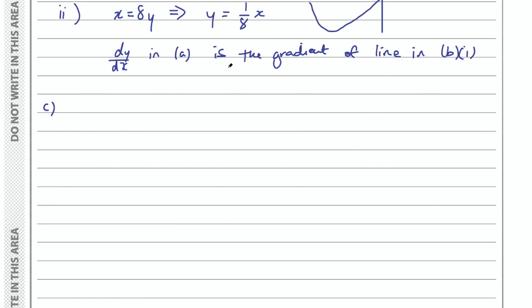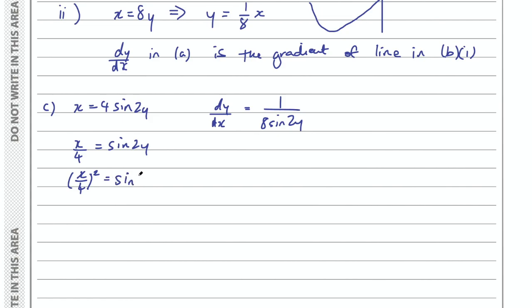So going through the more complicated version first, we know that x equals 4 sine of 2y, and also dy on dx equals 1 over 8 cosine 2y. Then we could rearrange this equation to x on 4 equal to sine of 2y. And then you need to see that you need to square both sides. So x on 4 all squared equals sine squared of 2y. And then you also need to know that cosine squared of 2y is equal to 1 take sine squared 2y.